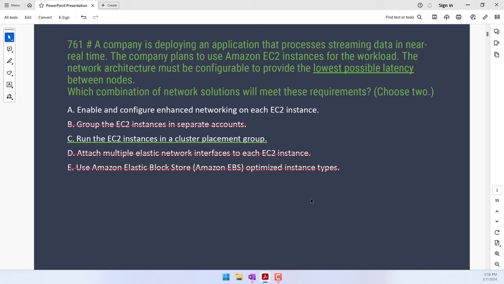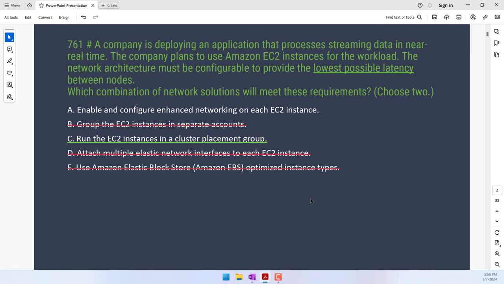Let's look at the options. Option A, create an Auto Scaling group that is large enough to handle peak traffic load. Okay, so that is very vague. What do you mean by large enough? You are not going to do that. Stop half of the Amazon EC2 instances.